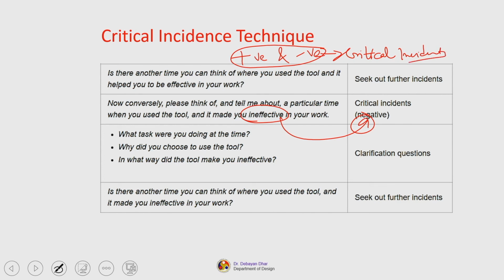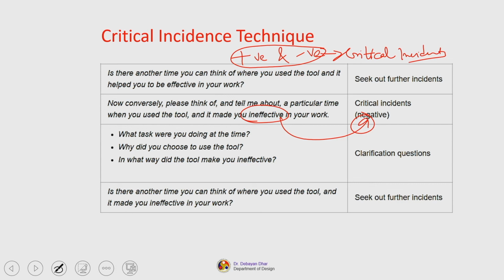What task were you doing at that time? Why did you choose to use the tool? In what way did the tool make you ineffective? So, these are the clarification questions that are asked in order to understand the critical incident that happened.